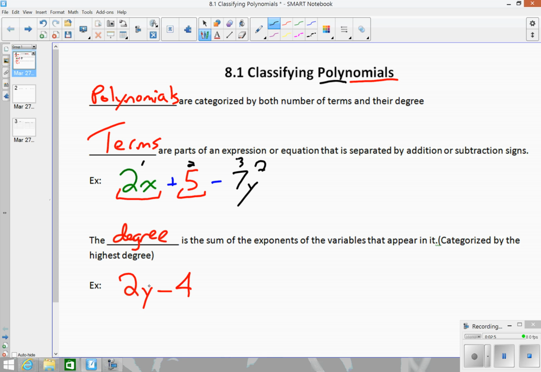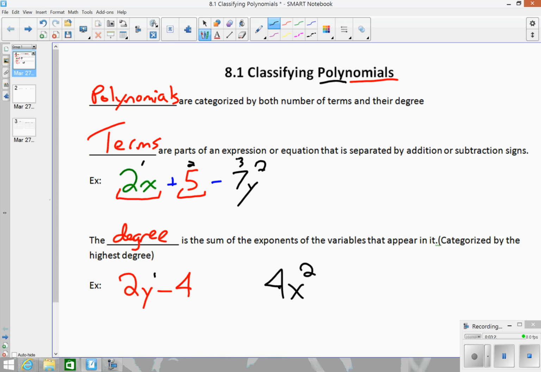Well, I know the y is raised to the first power. All right, and I don't have a variable over here, so that's actually raised to the 0 power. So this y is raised to the first power, and that degree, the degree of 1, there's going to be a name for that. Let's say I had 4x squared, right? That's another term. Okay, now the degree is 2, right? So the degree is 2, and then that's going to have a name.